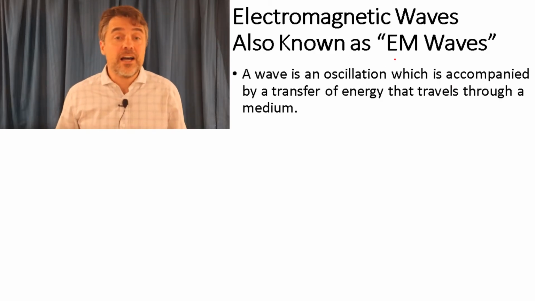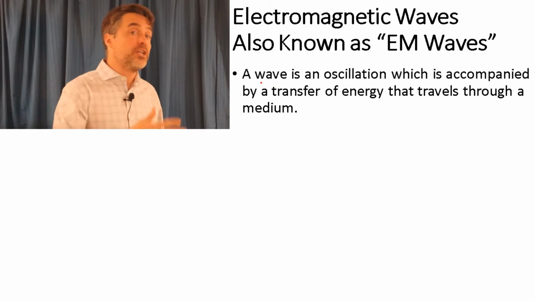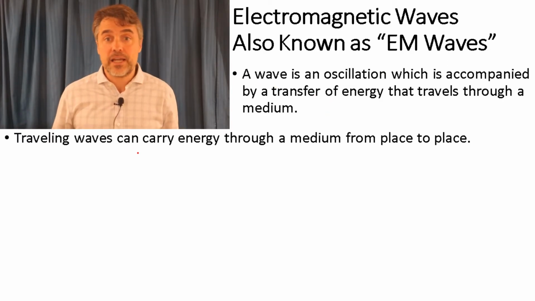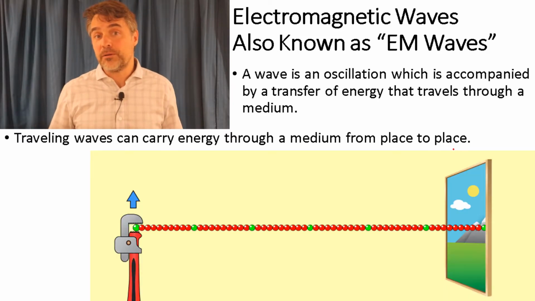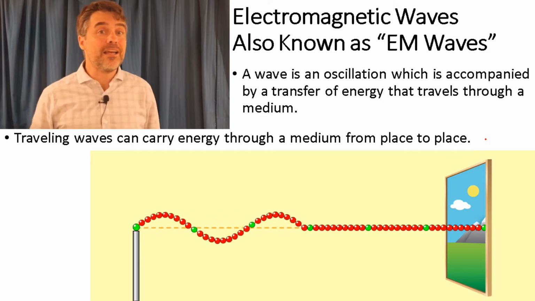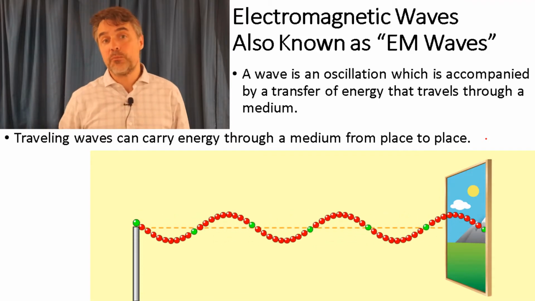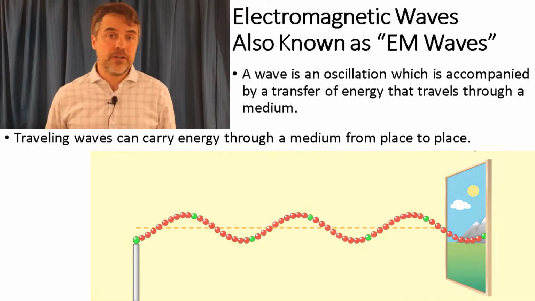A wave is a kind of oscillation, which is accompanied by a transfer of energy that travels through a medium. Traveling waves can carry energy through a medium from place to place. For example, if you have a stretched out string and you oscillate one end, waves will travel on the string from one end to the other. Waves on a string are pretty easy to visualize.